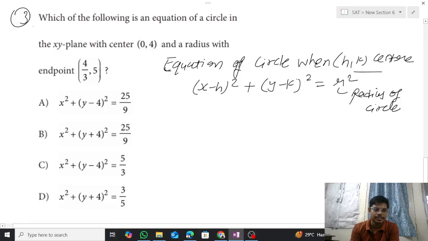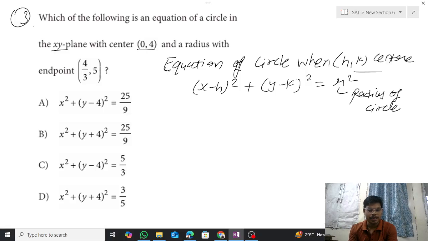So in this case, in the xy plane we are given a circle with center 0, 4 and an endpoint 4, 3, 4. The endpoint of the circle we have been given. So if we have been given an endpoint of the circle and the center of the circle, are you able to draw the equation of the circle also?